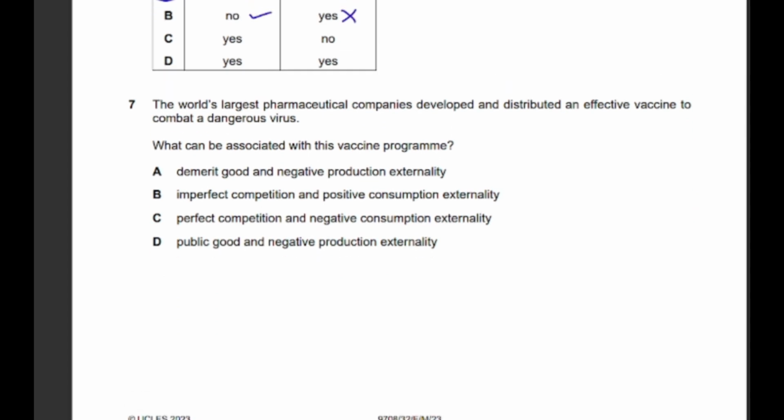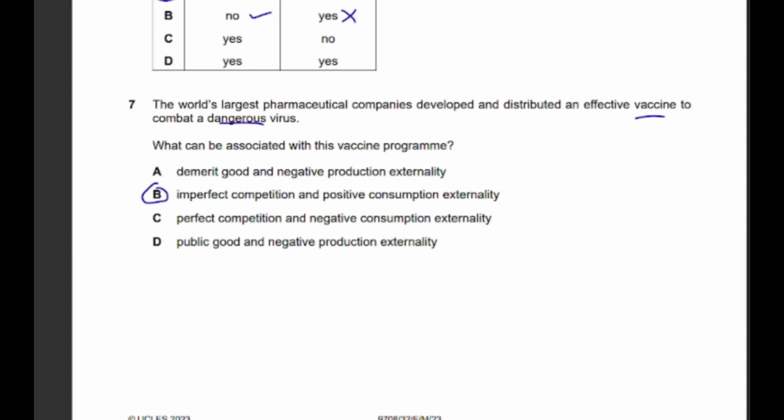Question number 7 says that the world's largest pharmaceutical companies developed and distributed an effective vaccine to combat a dangerous virus, right? So what can be associated with this vaccine program? So B is the correct answer, imperfect competition and positive consumption externalities.